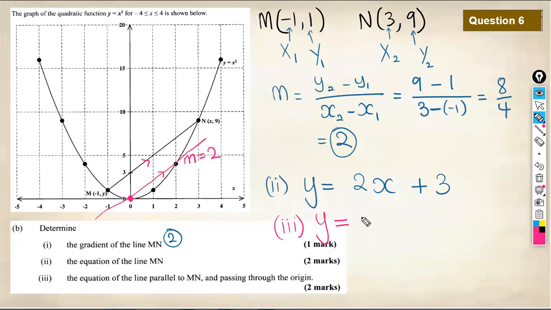So the equation of that line is 2x, and its y-intercept would be 0 because it's going through the origin. Now you can write your answer like this, or you can leave out the 0. Obviously, if you leave out the 0, it is understood. For those who got it wrong, you think you understand it now, right?